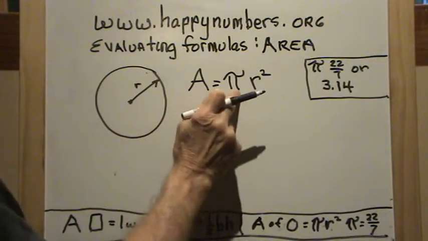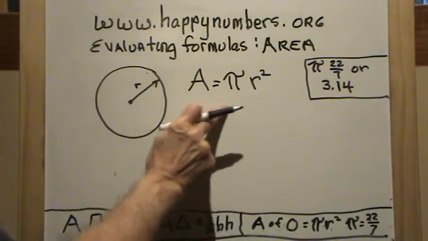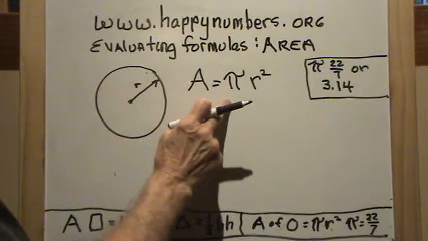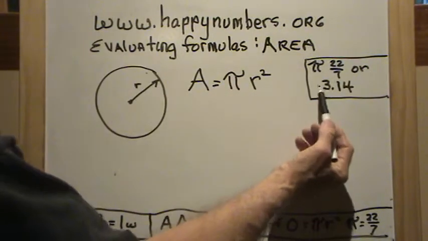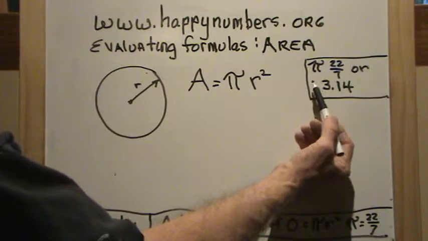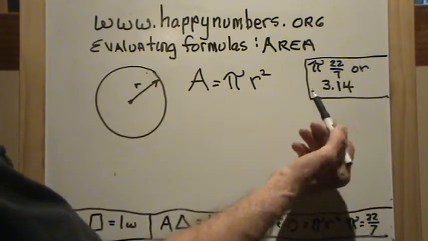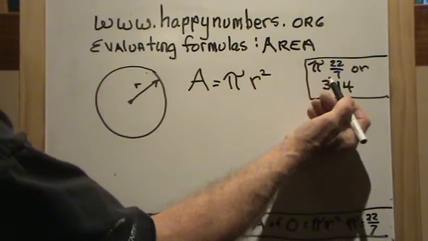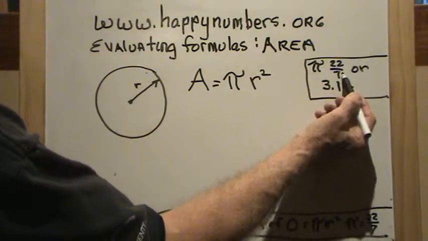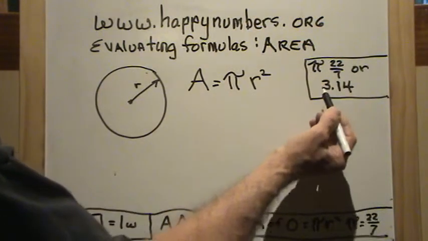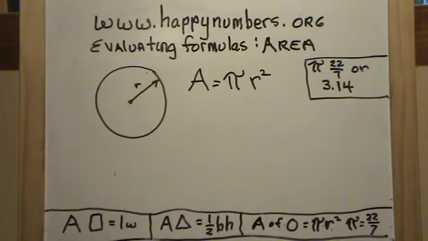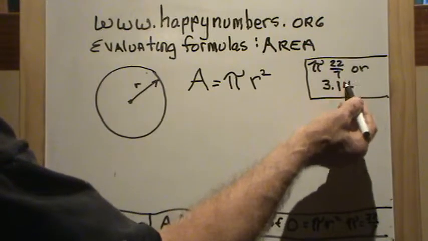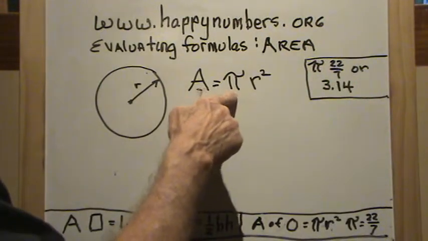Now pi is a constant that the ancient Greeks figured out, that it has to do with circles. And on the test they will always tell you what pi is equal to. You will not have to remember, although you should know this, but you don't have to remember this. Pi is equal to the fraction 22/7 or the decimal 3.14. So you can use either value for pi to substitute in the formula here.